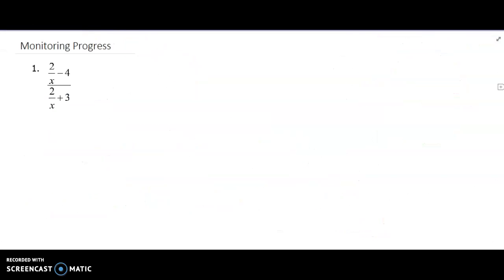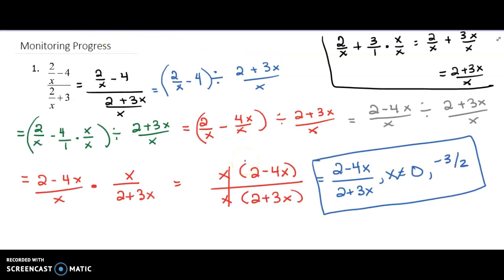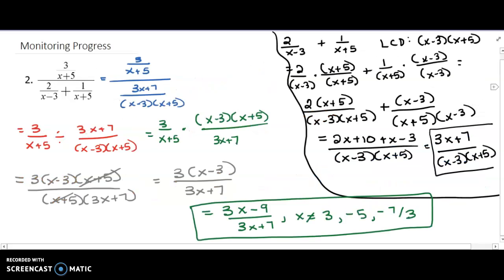I want you to try one, if not both, of these monitoring progress problems. Go ahead and pause it, work them out, and then I'll show you what you should have gotten. This is what you should have gotten on the first one. And then the second one is here.